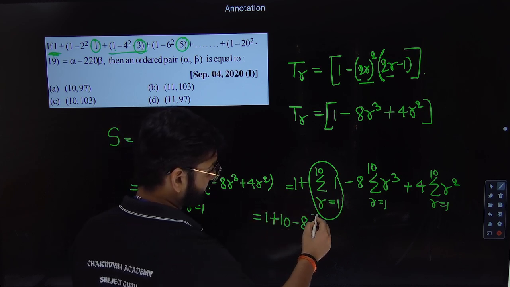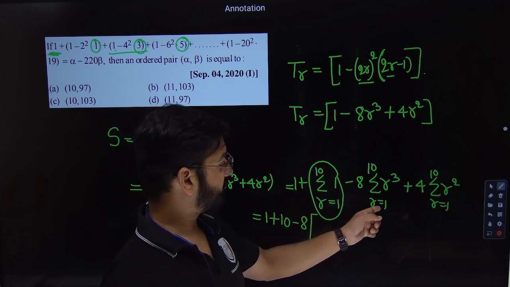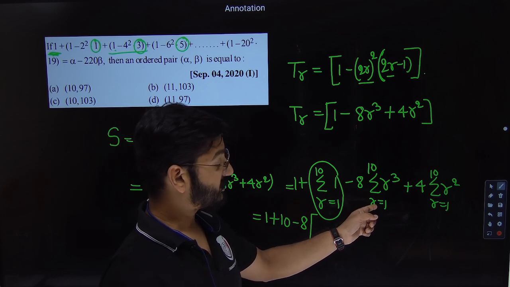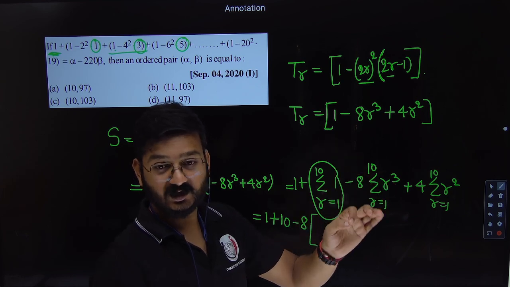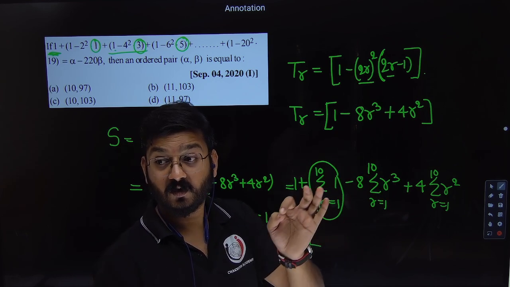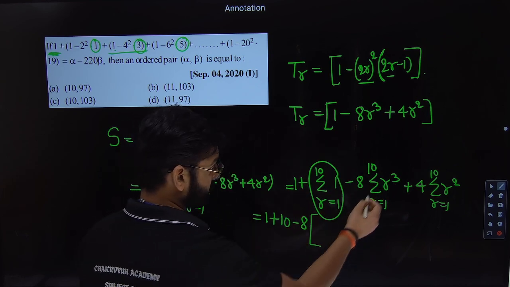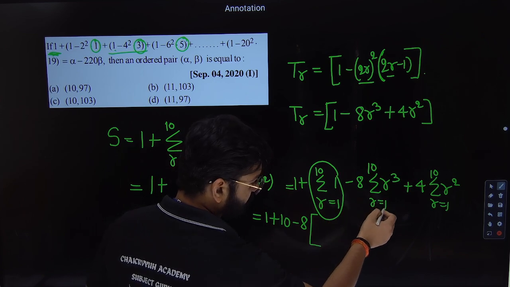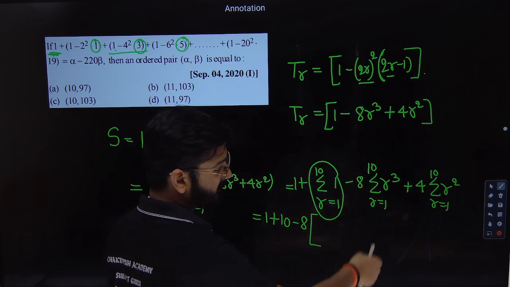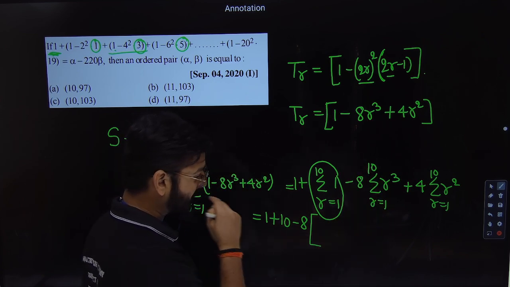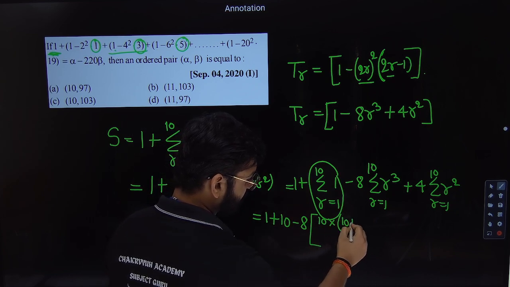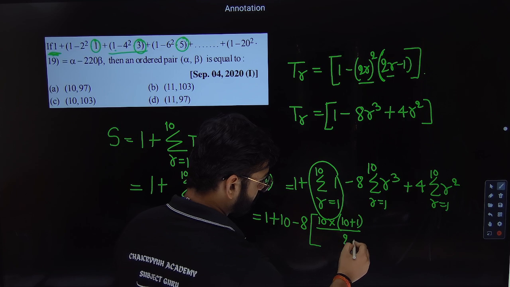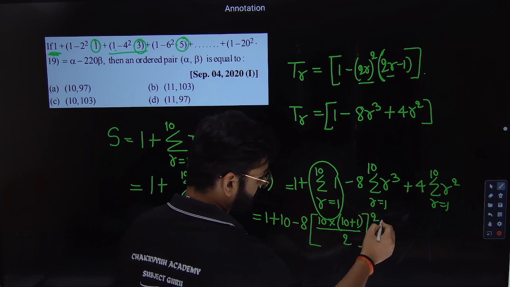Minus 8 times... what is the sum of the first 10 natural numbers' cubes? We discussed the formula: n into n plus 1 by 2, whole squared. What is the number of terms here? 10. So 10 into 10 plus 1 by 2, whole squared.